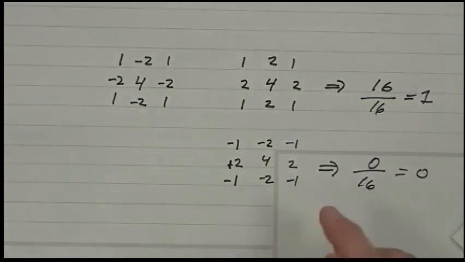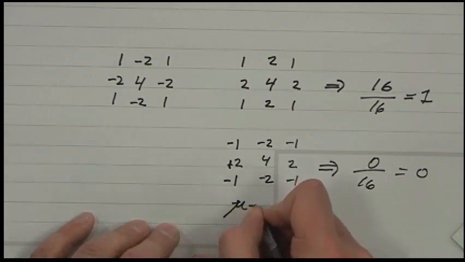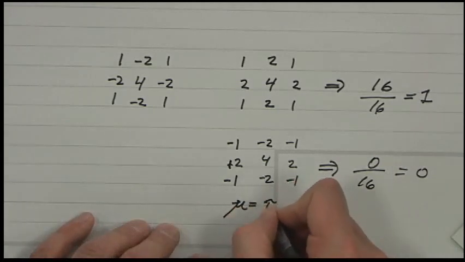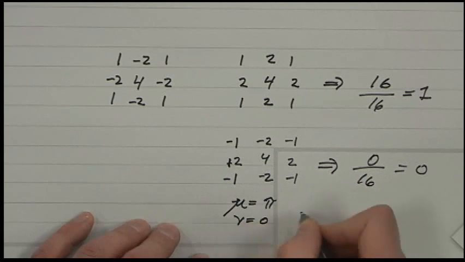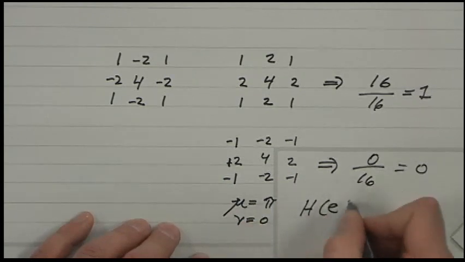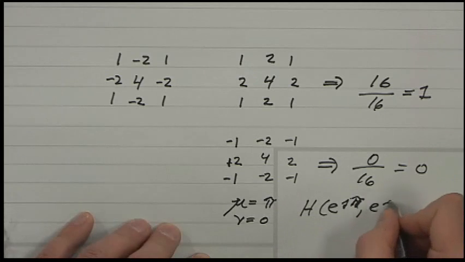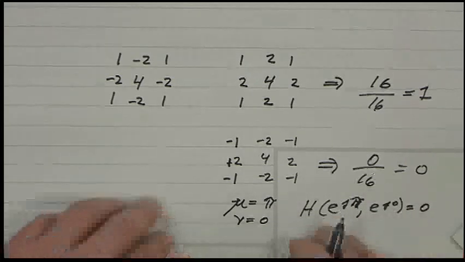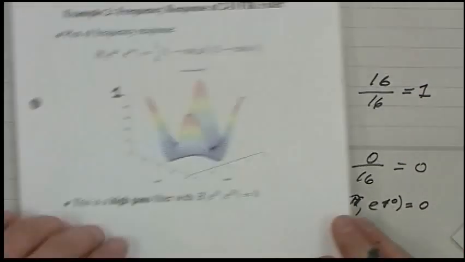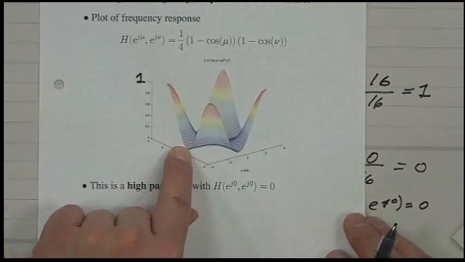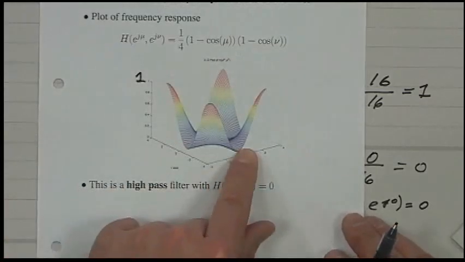So at mu equals pi and mu equals 0, we have that h of e to the j pi, e to the j 0, that's going to equal 0. And sure enough, that's what it is. You see, there it's 0 in the valley, and there it's 0 in the valley.